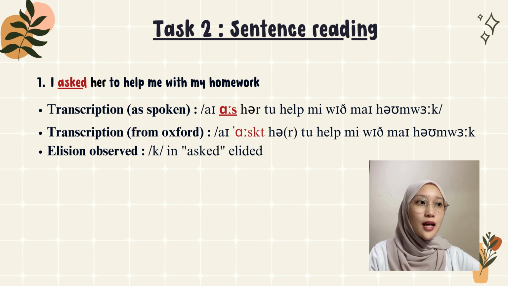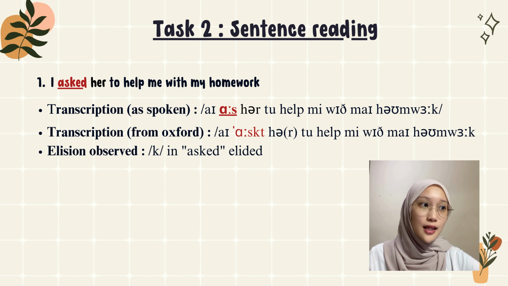In this sentence, elision happens in the word ask. The standard pronunciation is asked, but the speaker said it as asked. The speaker dropped the k sound in the pronunciation. This is a classic case of consonant cluster reduction, where the s, k, and t sound is simplified by leaving out the k to make it easier to pronounce.